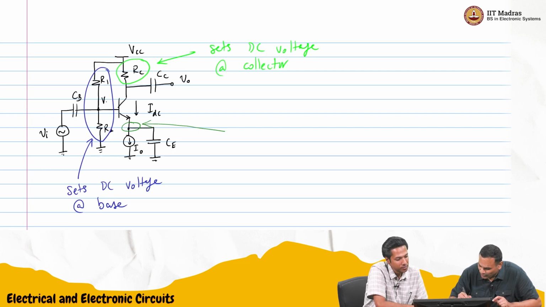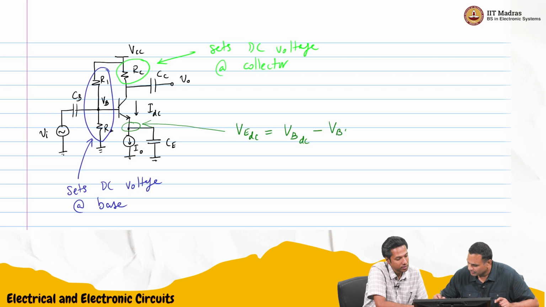So this is VB, no? Yeah. So we will just write VE DC will be VB DC minus VBE, which is basically VB DC minus 0.7 volts.